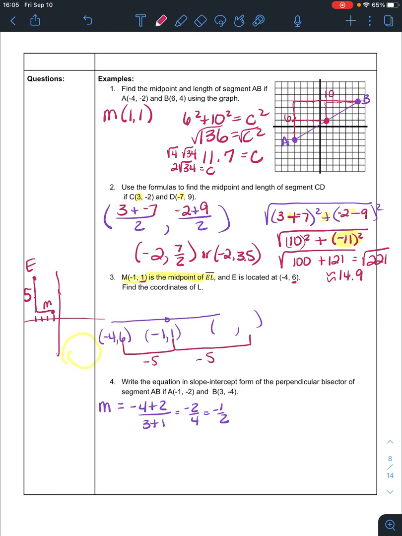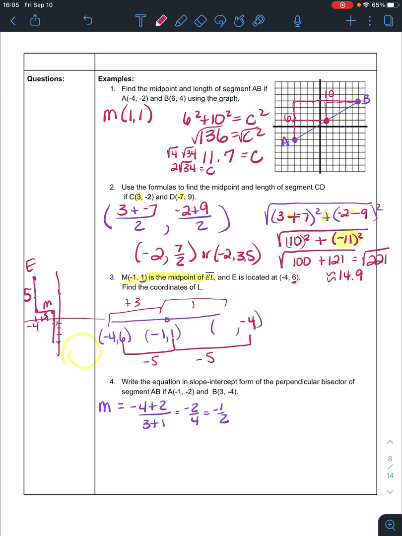And if I go down 5 from 1, then I end up at negative 4. So I would be down here at negative 4. And then I went over from negative 4 to negative 1. So from negative 4 to negative 1, I went to the right 3.